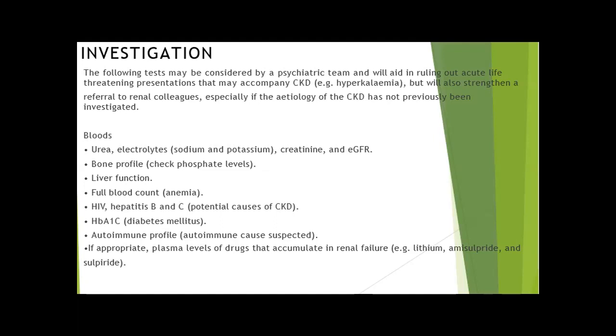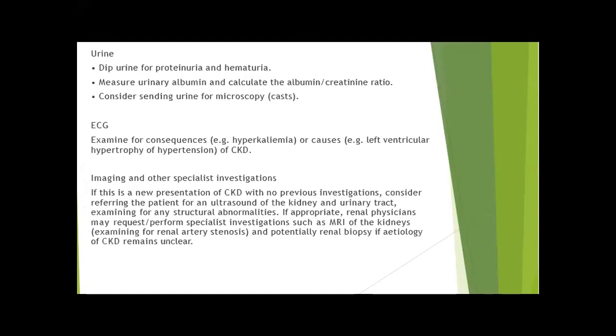Investigation. The following tests may be considered by a psychiatric team. They will rule out acute life-threatening presentations that may accompany CKD, for example hyperkalemia, but will also strengthen a referral to renal, especially if the etiology of CKD has not previously been investigated. Bloods: urea, electrolytes, bone profile, liver function, full blood count for anemia, HIV, hepatitis B and C, HbA1c, autoimmune profile. Urine: dip urine for proteinuria and hematuria, measure urinary albumin and calculate the albumin creatinine ratio.